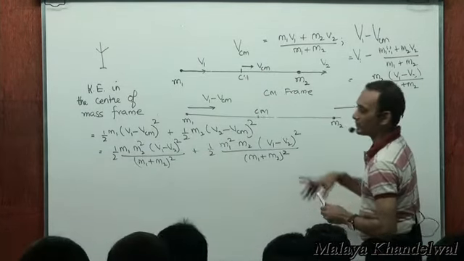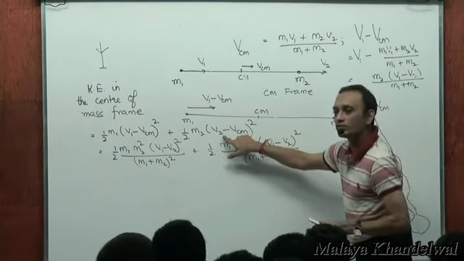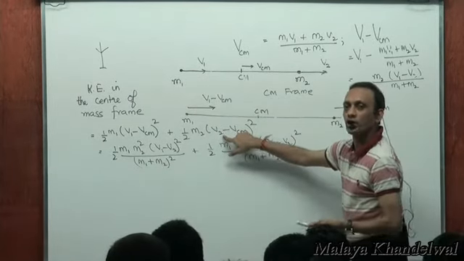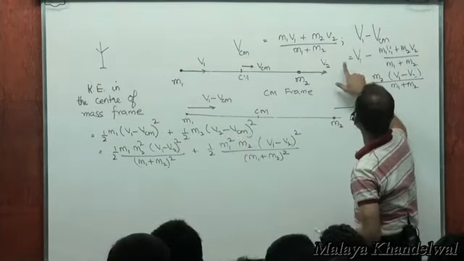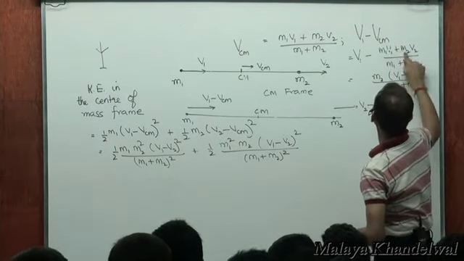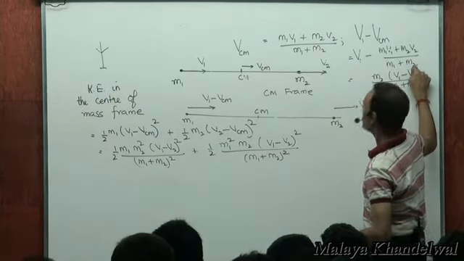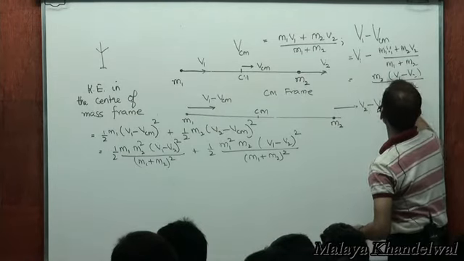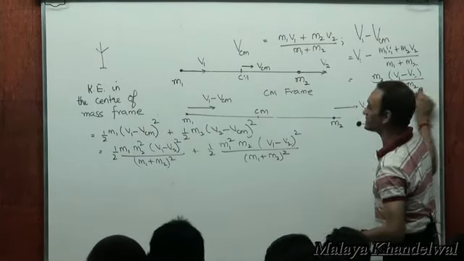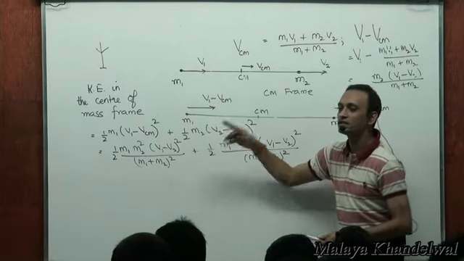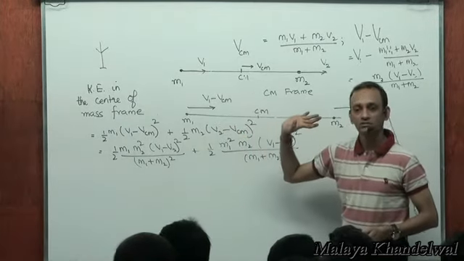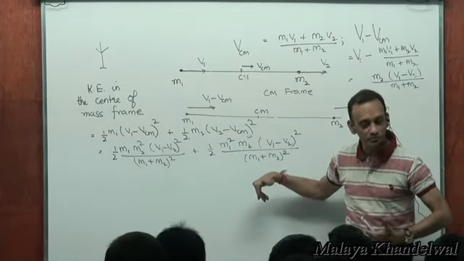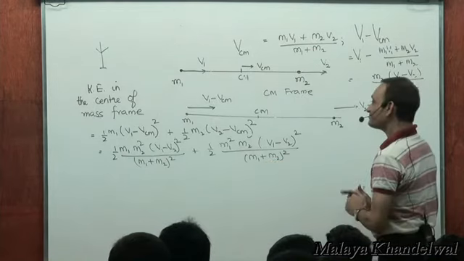If you don't like it this way, then don't worry. Take a more longish procedure. Take v2 minus (m1 v1 plus m2 v2) by (m1 plus m2). You will get m1 into (v2 minus v1) by (m1 plus m2), which you can plug into this and perform the last steps.